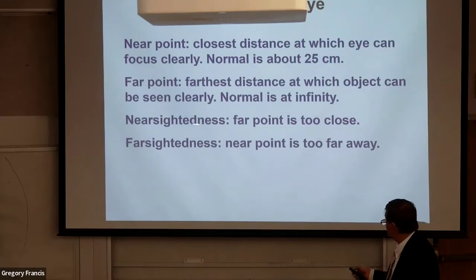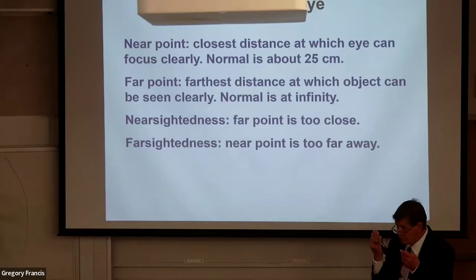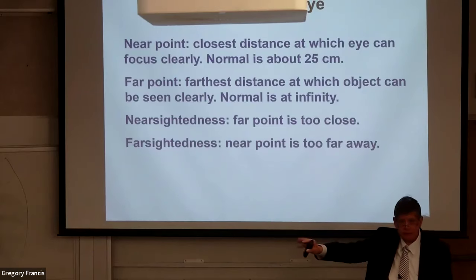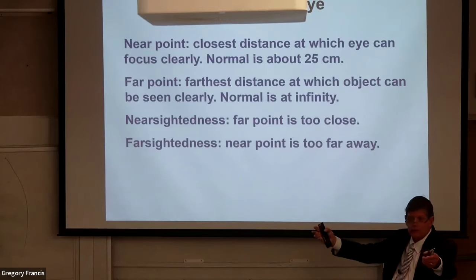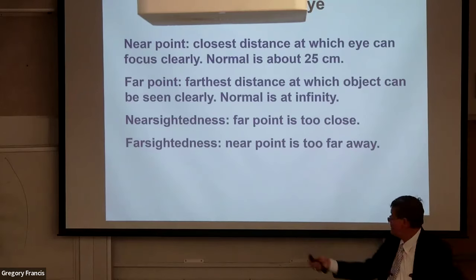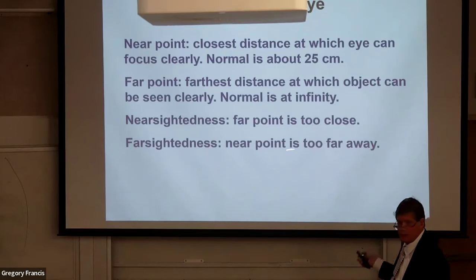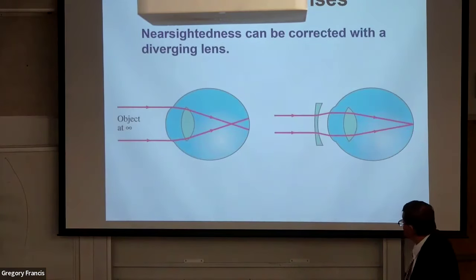Now, if you're nearsighted, you can see up close, some people even closer than 25 centimeters, but you can't see the mountains. And farsightedness, that's like me, I can see those mountains beautiful, they're gorgeous. But put a piece of paper in front of me and I can't read it, okay? My near point is too far away. More than 25 centimeters, okay? Now, how do we fix that?